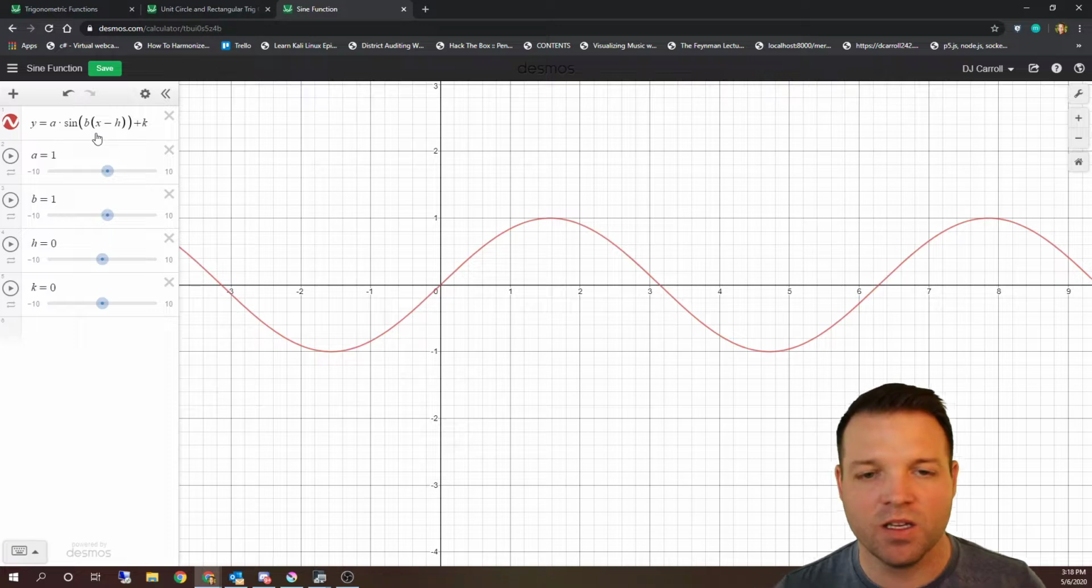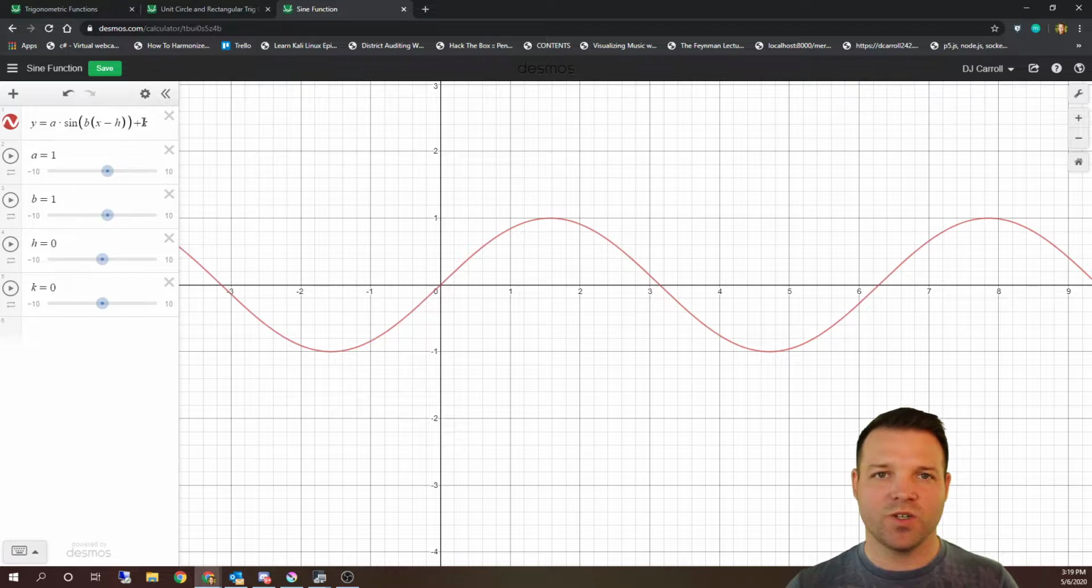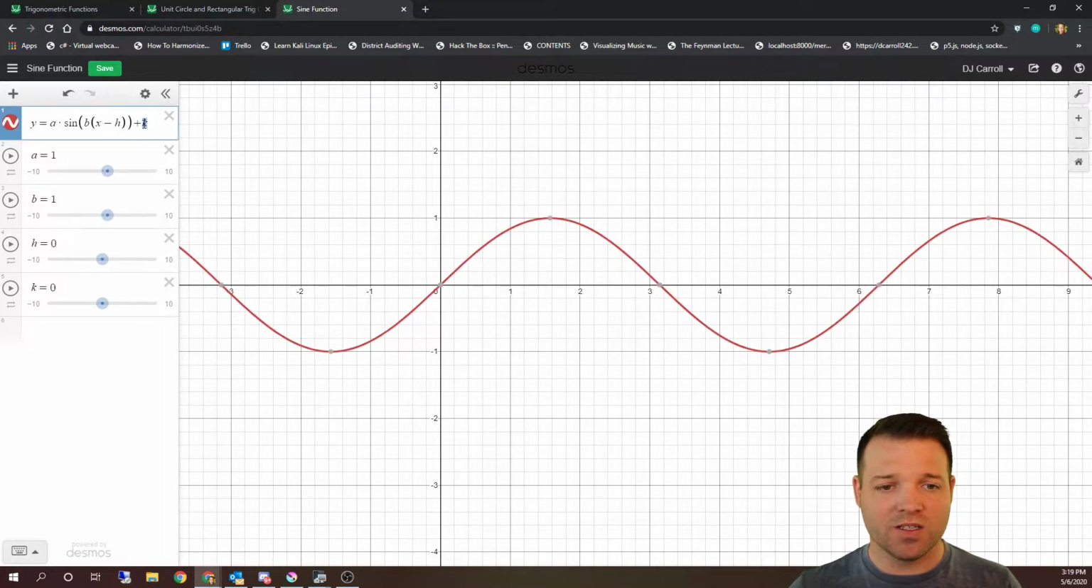Let's go ahead, and what we're going to do now is start manipulating y equals the sine of x. What I have here in the upper left-hand corner is y equals a times the sine of b times x minus h, and then all plus k. Let's start with the outsides, because if you know anything about transformations for other functions, these are actually the exact same transformations. The outside is going to affect the graph vertically. The plus k is going to shift this thing up and down.